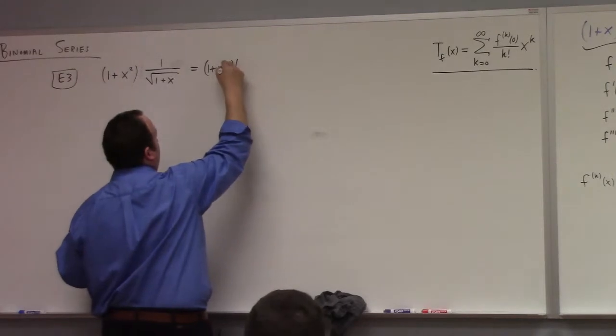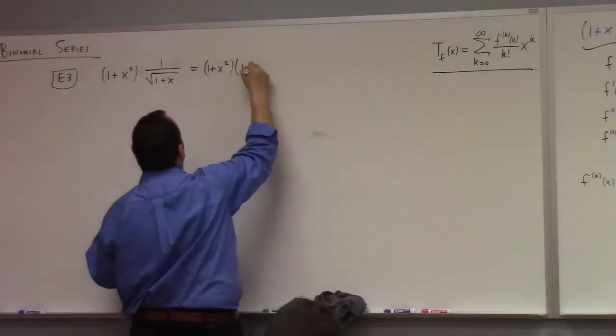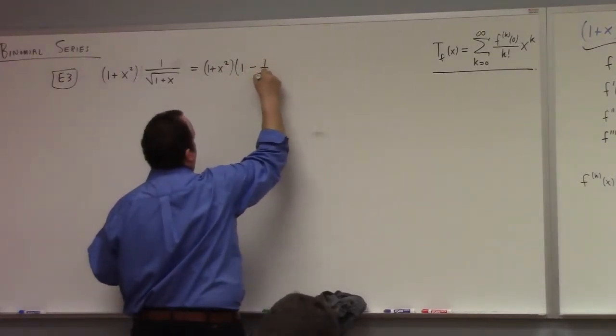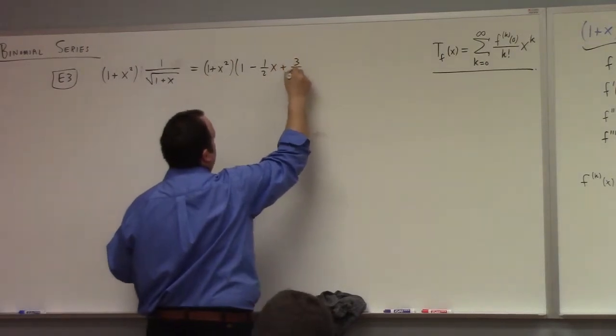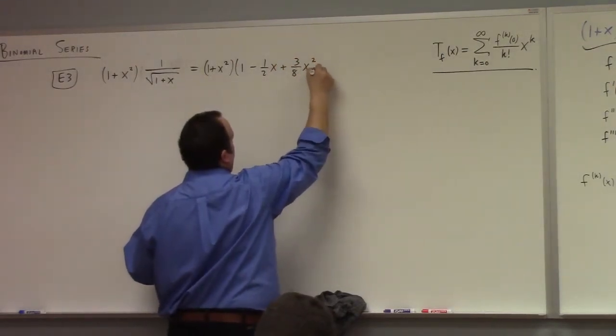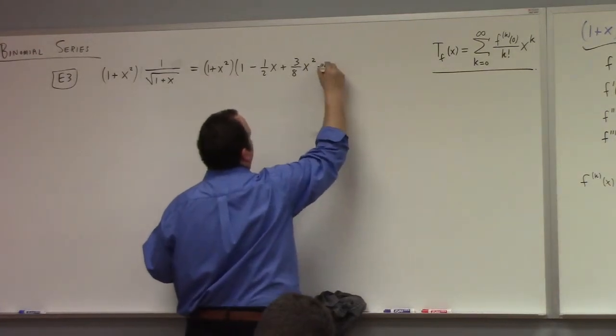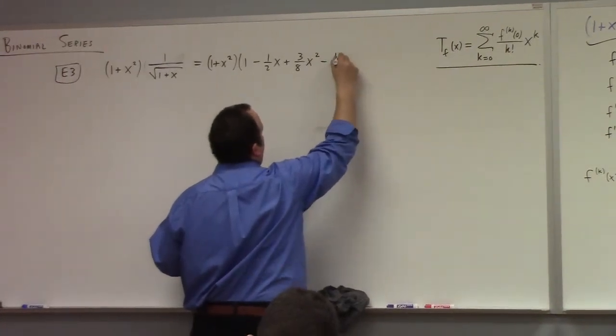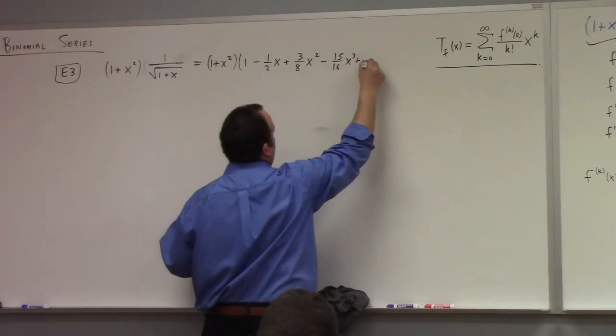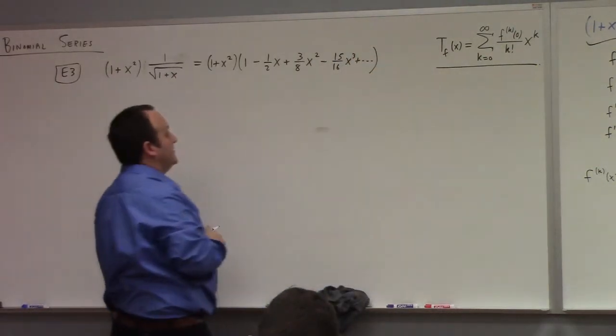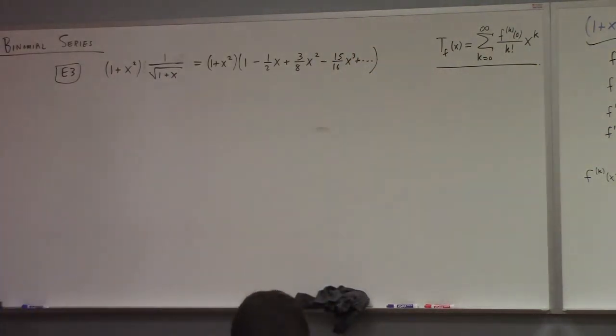What did I figure out the first 3 terms were? 1 minus 1/2 x plus 3/8 x squared. Was that right? It was minus 15/16 x cubed. So if I wanted to find several non-trivial terms, how would I do it here?